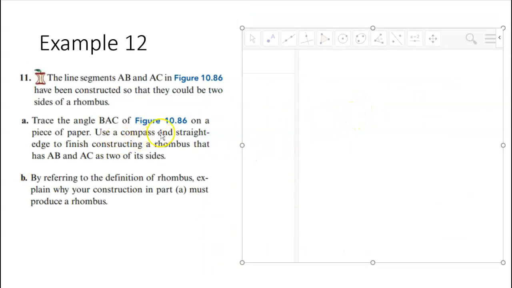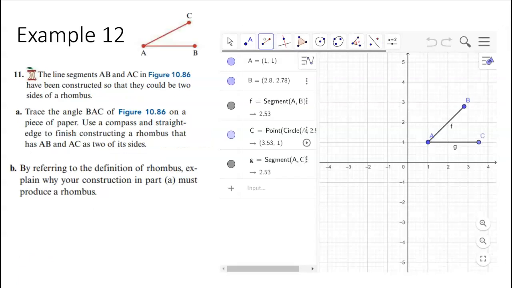So we've got line segments A and B, and I'm going to draw, those should be in here, let's see. All right, here we go. We've got line segments AB and BC constructed so they could be 2 sides of a rhombus. Well, what do we know about a rhombus? A rhombus has 4 sides that are all the same. So now it wants me to trace the angle BAC on a piece of paper. So I'm using GeoGebra here. So I've traced it. And now it wants me to use a compass and straight edge to finish constructing a rhombus that has AB and AC as 2 of its sides.